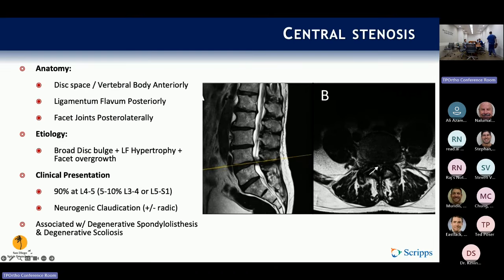And again, as for central stenosis, the contours of this region are the disc space and vertebral body more anteriorly, the ligamentum flavum more posteriorly, and the facet joints posterolaterally. And you can see that the etiology of this stenosis can be broad disc bulges plus ligamentum flavum hypertrophy, and as well you get facet overgrowth. And you can see on the right how that constricts the canal diameter. The clinical presentation of this is often, 90%, at the L4-L5 region. L3-L4 and L5-S1 are about 5 to 10%. These patients have neurogenic claudication symptoms, plus or minus a radiculopathy component, and they may be associated with degenerative spondylosis as well, or scoliosis.